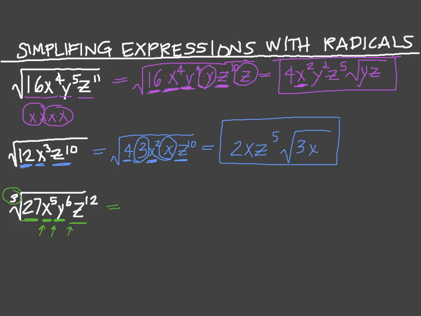So I'm going to write this the same way that I did the last ones. So cube root of 27, that's a perfect cube, so I don't need to break it down.